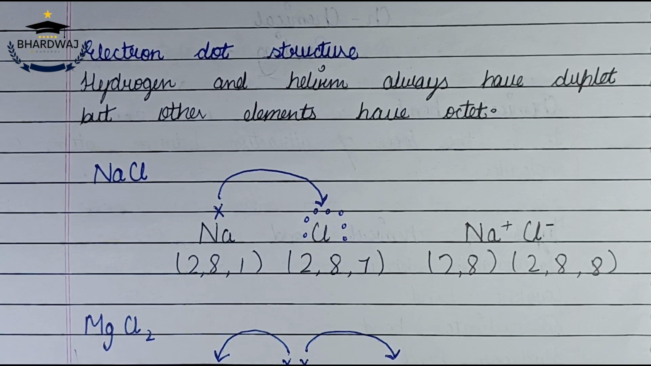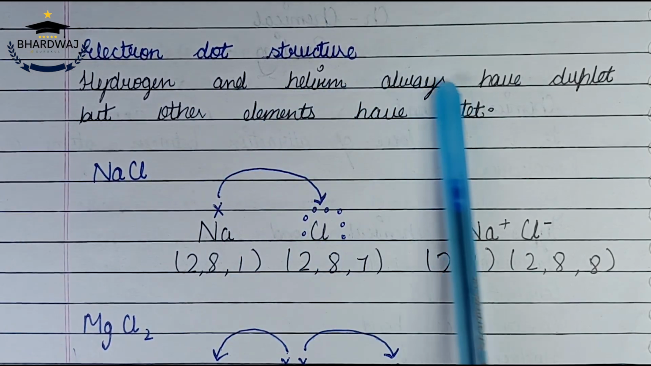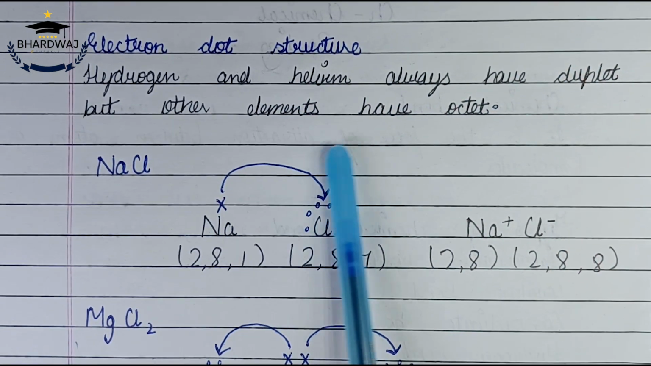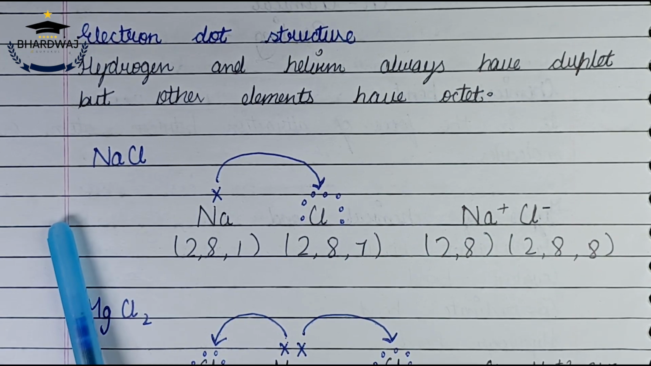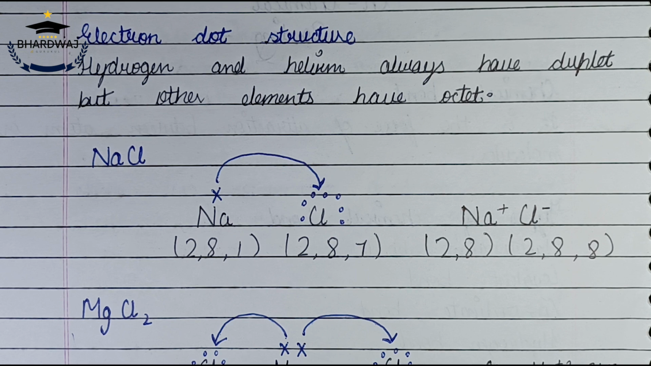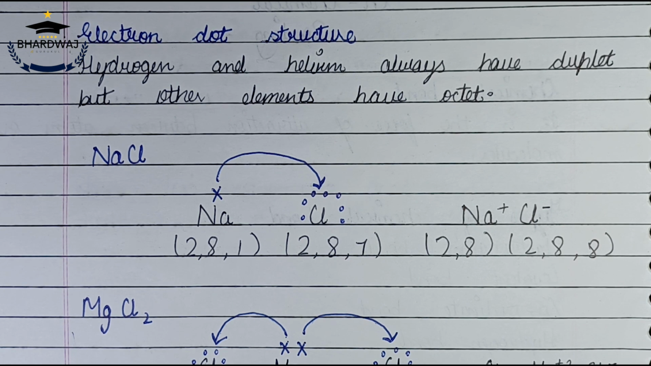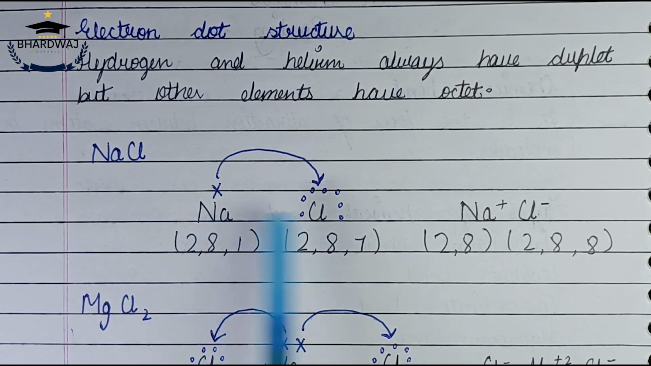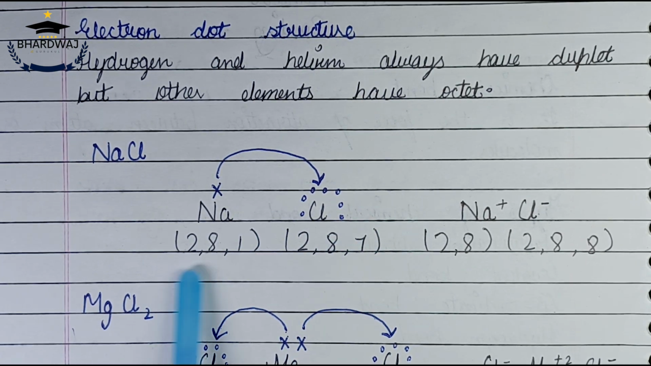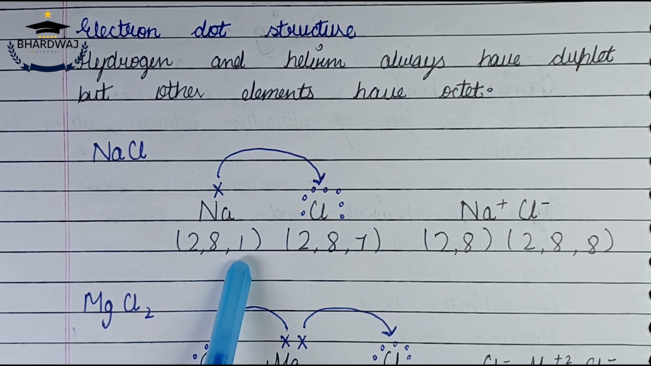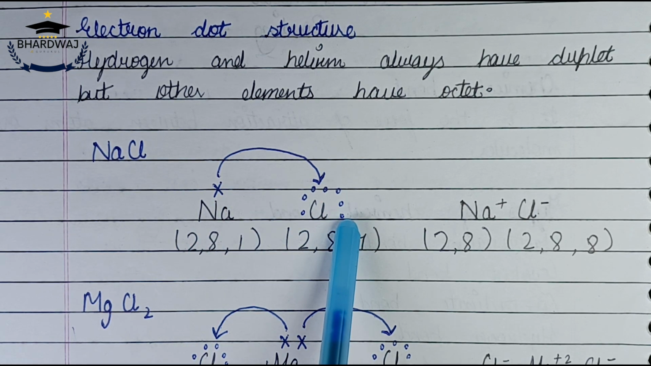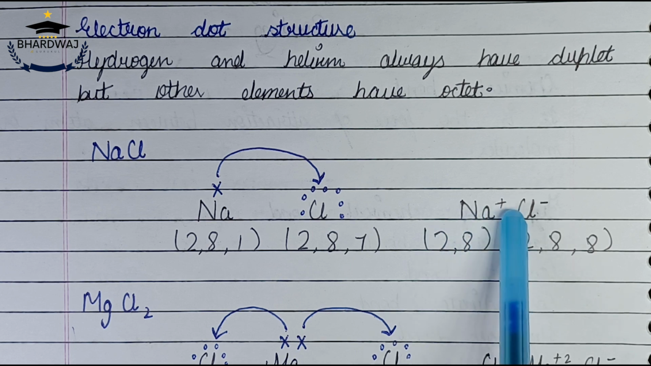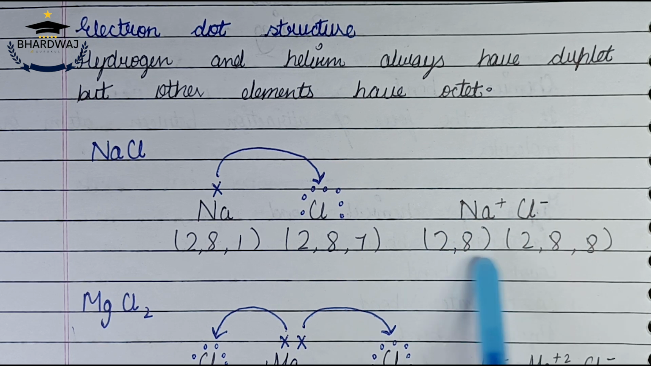Electron dot structure. Note point: hydrogen and helium always have a doublet, but other elements have an octet. So to become stable, all of the elements require 8 electrons in their valence shell, but hydrogen and helium require only 2. So NaCl, sodium and chlorine: electron configuration is 2, 8, 1. Sodium's valence shell contains 1 electron, and chlorine's valence shell contains 7 electrons. So it will be Na+ and Cl−, that is 2, 8 and 2, 8, 8.